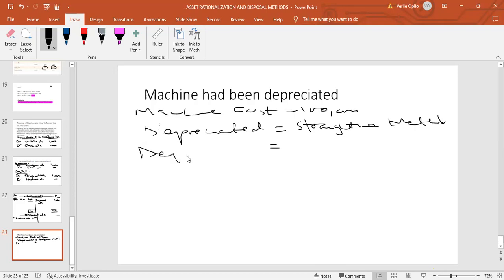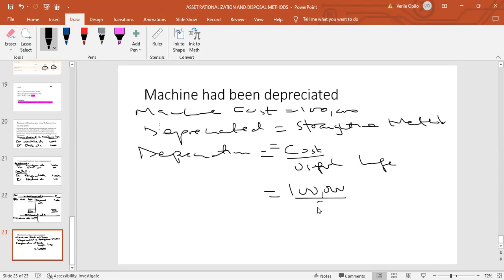every single year will be equal to the cost of the machine divided by the useful life. So let's say the useful life was 5 years. It means that each year the machine is going to be depreciated at the rate of 20,000 per annum. That will be the depreciation per annum.